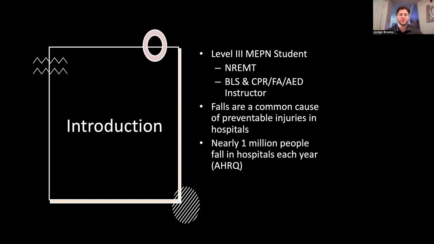Falls are a really common cause of preventable injury in the hospital as well, with the AHRQ reporting that nearly 1 million people fall in hospitals each year.